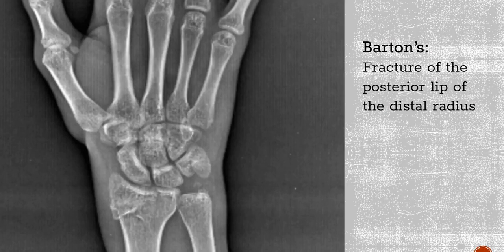And a Barton's fracture is a fracture of the posterior lip or aspect of the distal radius. So let's look at our wrist here. This is a right wrist. Here's the thumb. Here's the fifth metacarpal. And you can see here's the radius. There's a fracture here and extends here as well. And if we were to do a lateral, you would see that this is the posterior aspect of the bone, which is fractured. So a Barton's is a fracture of the posterior aspect of the distal radius.